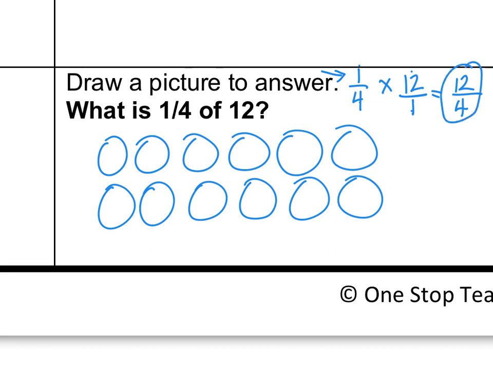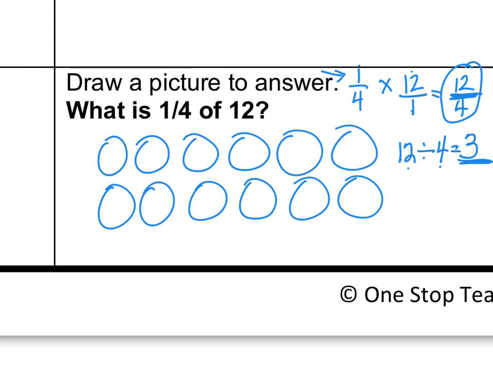You read it with the numerator first. You say 12. This line means divided by. And then you say 4 equals blank. Then we know we can read these problems backwards. We can say blank times 4 equals 12. Well, what times 4 equals 12? It's 3, isn't it?